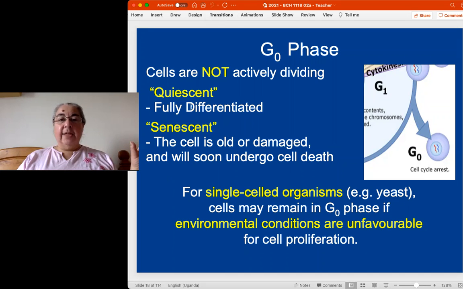For some cells, if they are fully differentiated or old and damaged, they will not come out of G0. But in other conditions, cells may enter G0, not be actively dividing, but if conditions around them change, they can re-enter the cell cycle and start dividing again.